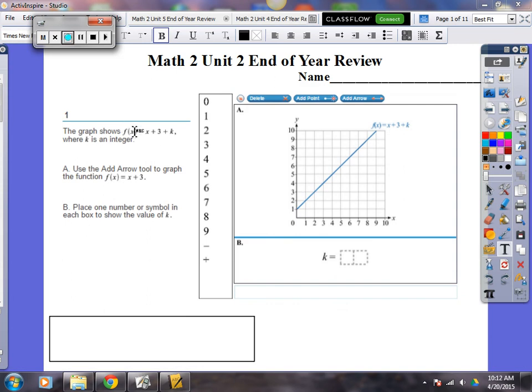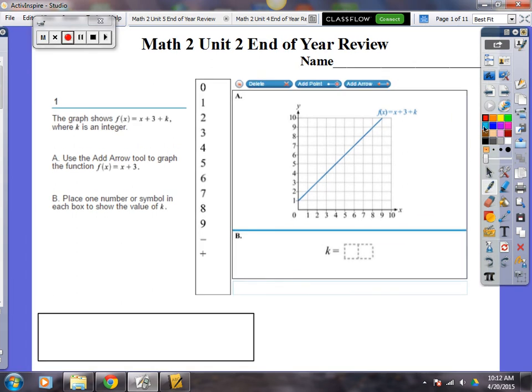Number one, the graph given shows f of x equals x plus 3 plus k, where k is some integer. That's hard to make sense of, so let's graph this one right here. If you were to graph x plus 3, it's just a linear function, m is 1 and b is 3. So your first dot is going to be 3, then you go up 1 over 1, up 1 over 1, up 1 over 1. So this line right here is the graph of y equals x plus 3.